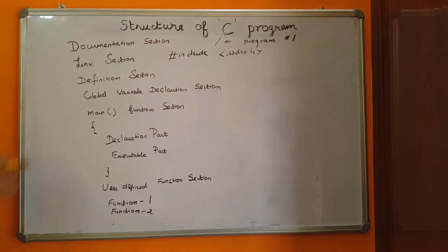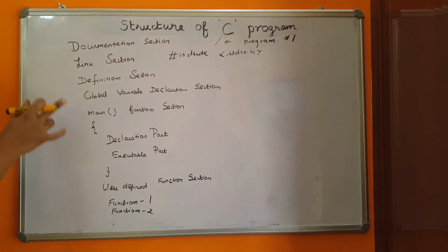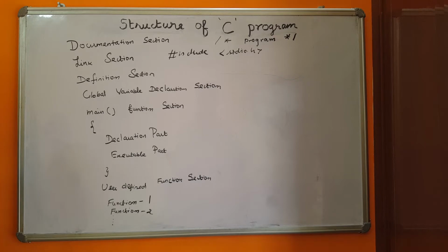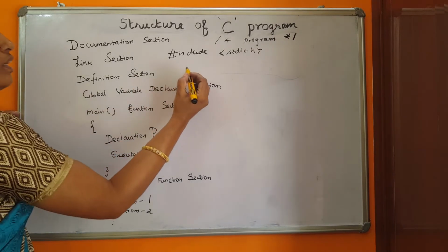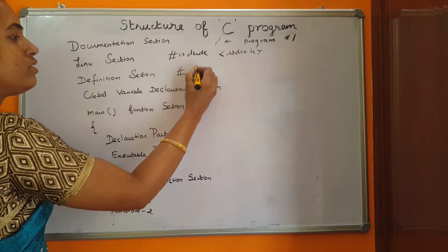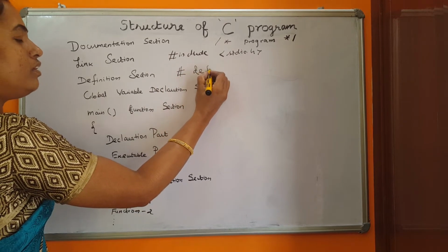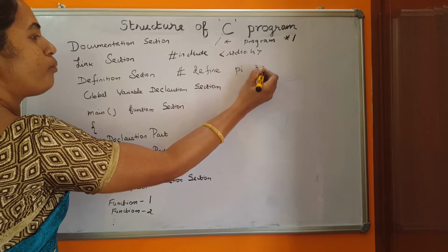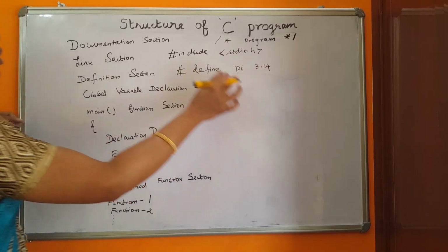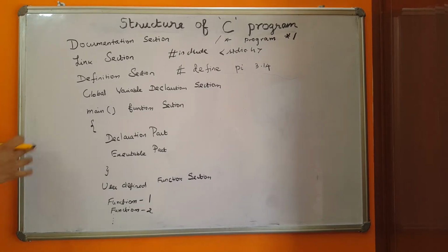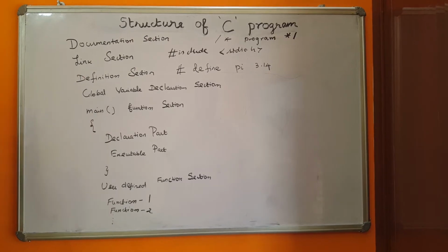The next section is definition section. It is used to define all the constants that are used in the program. The syntax for defining constant is #define pi 3.14. Those values cannot be changed in the program. Thus all the constant values can be given in the definition section.